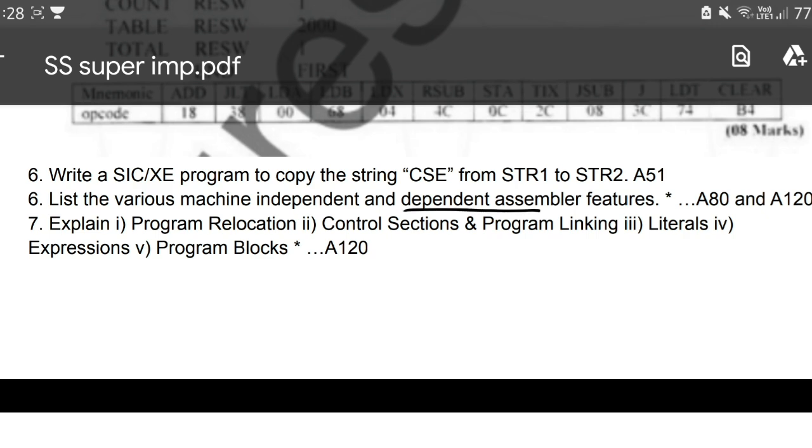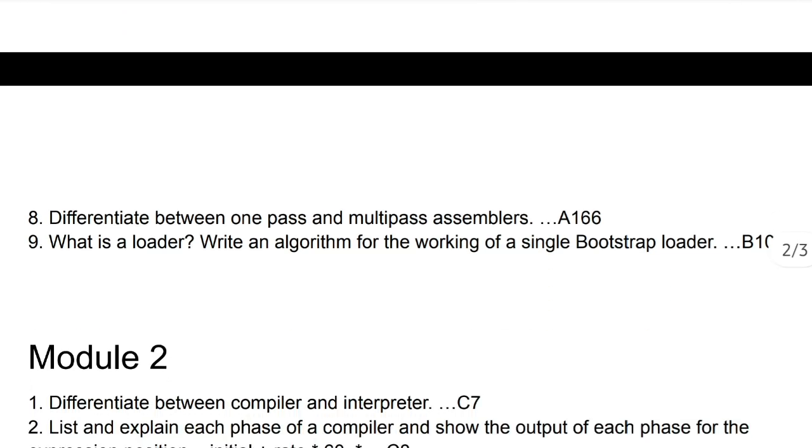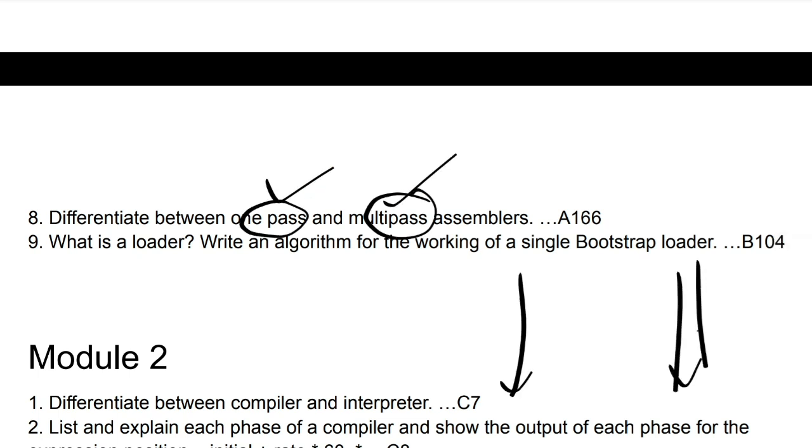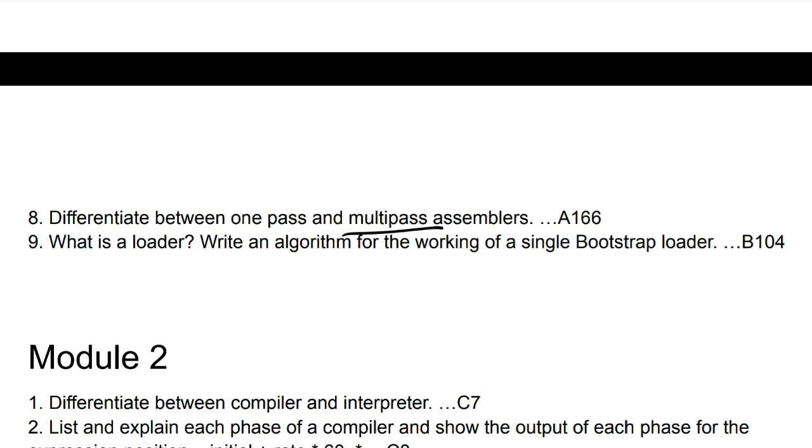And machine dependent features, there are just two features. I'll discuss that in a few moments. And after that, what we have is the one pass and multipass assemblers. One pass means it will just have one pass. Multipass means it will just have multipass. It looks like common sense, like by using the name only we can understand, but actually that's the only thing present in it. So if you know the main concept, you can write the content around it, right? So I'll show you briefly what are the key concepts you need to keep in mind.